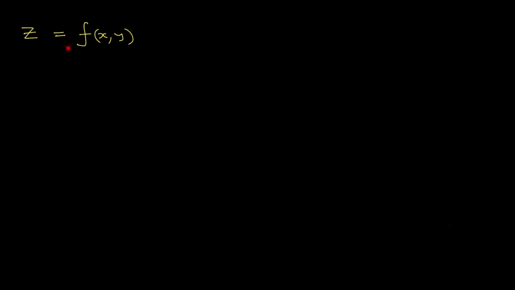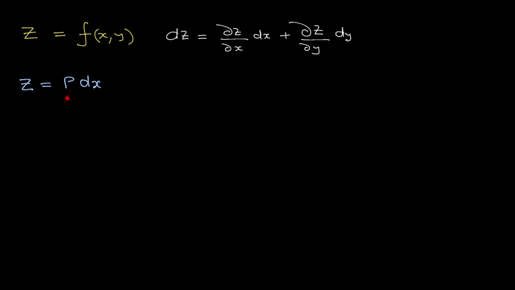Exact differential. If we have a function z that is a function of x and y, we can write the change in z to be the partial derivative of z with respect to x times dx plus the partial derivative of z with respect to y times dy. So dz can be written as p dx, where this is p, plus q dy, and this is q. Now, p is the partial derivative of z with respect to x, keeping y constant, and q is the partial derivative of z with respect to y, keeping x constant.